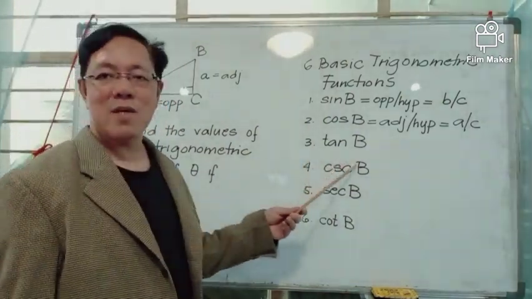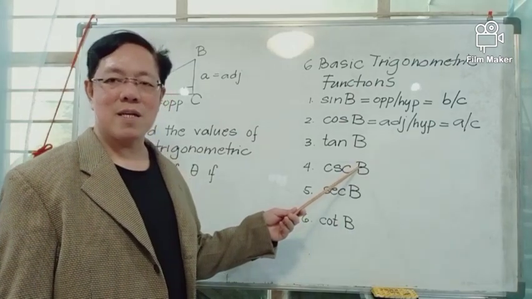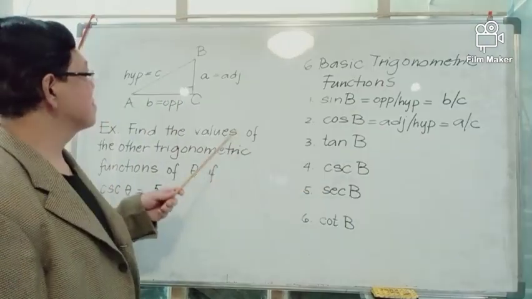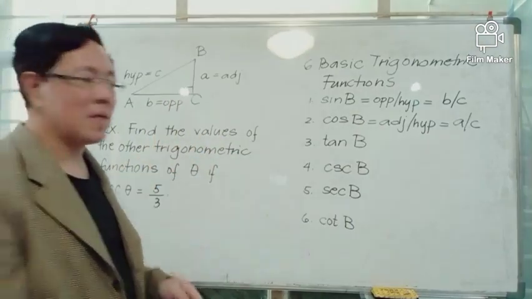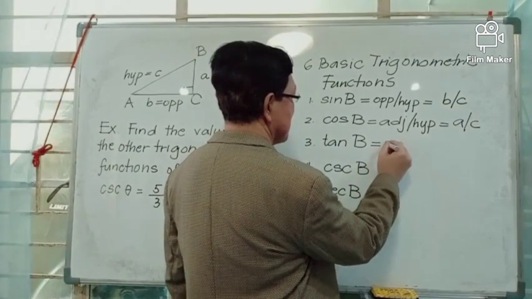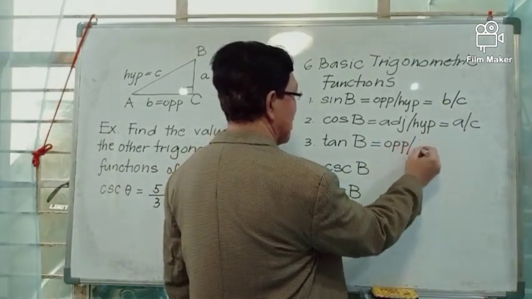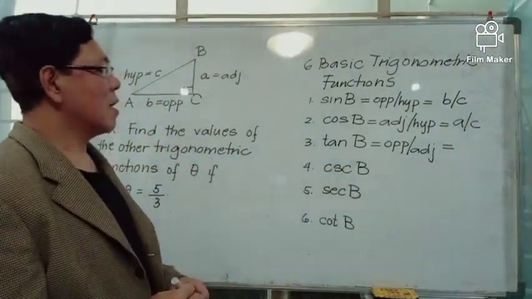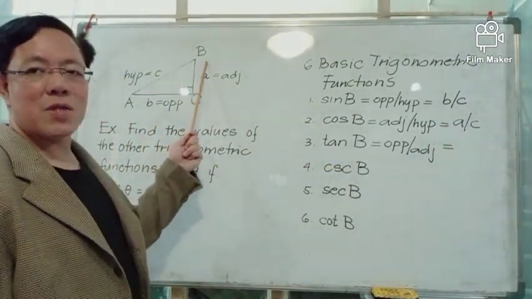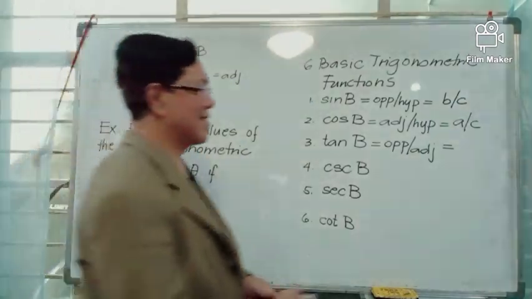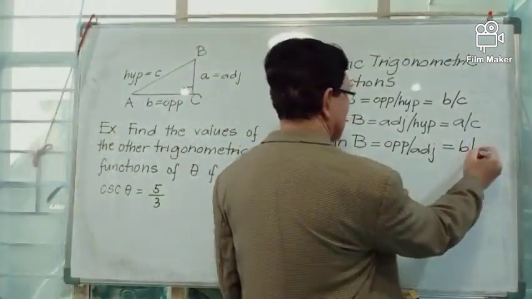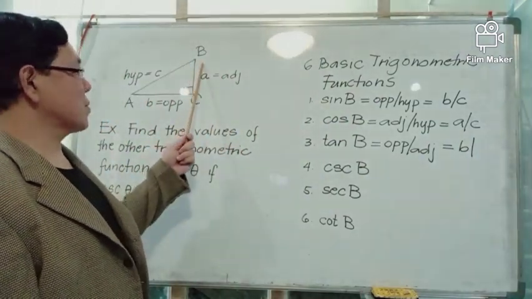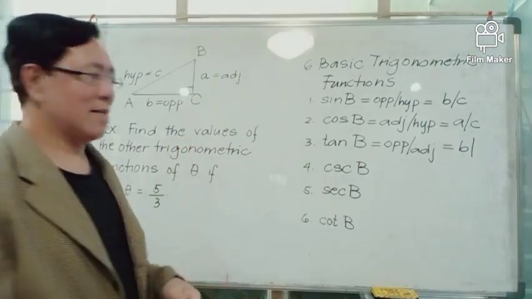And the tangent of the acute angle B is defined as the ratio of the opposite side, small b. Tangent of B is the ratio of the opposite to the adjacent. The side opposite the acute angle B is small b, divided by the adjacent side, adjacent to angle B, which is small a.